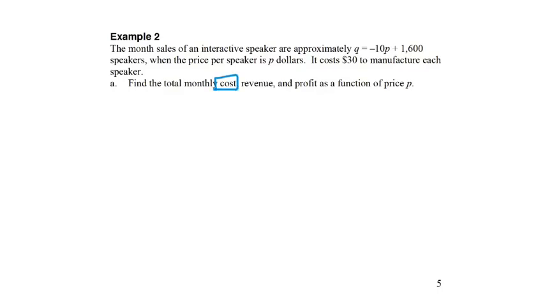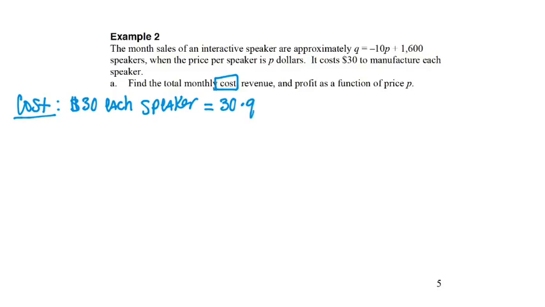Okay, so first we're asked to find the cost. Focusing on the cost, the sentence says it costs $30 to manufacture each speaker. So $30 for each speaker. But here's the key: it's each speaker. So it's not just $30. It's $30 for one speaker, $60 for two, $270 for nine. So we need to multiply the cost by the number of speakers, and we're given Q speakers in the equation.